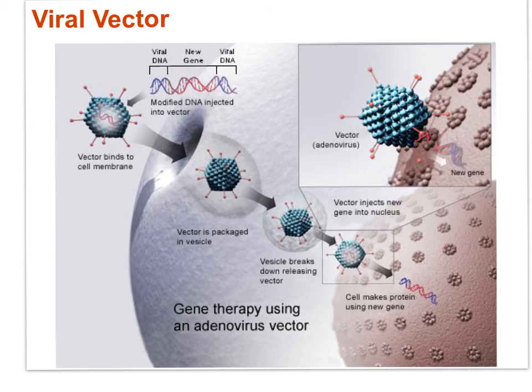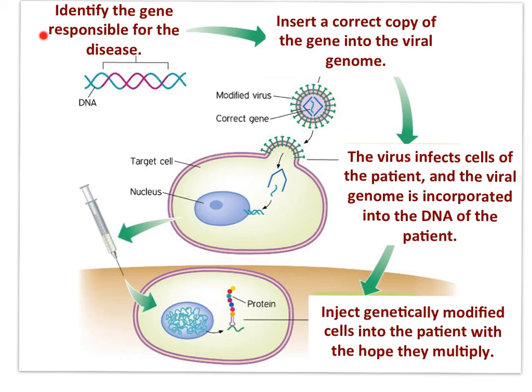In this image, we can see that the DNA of the adenovirus has been modified with a working copy of the gene. The virus infects a cell, delivering the new gene to the host cell nucleus. One identifies the gene responsible for the disease and then inserts a correct copy into a viral genome. The virus then infects the cell of a patient.